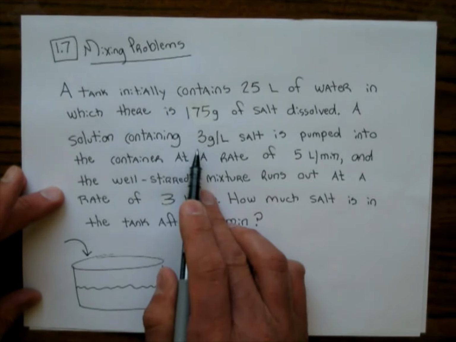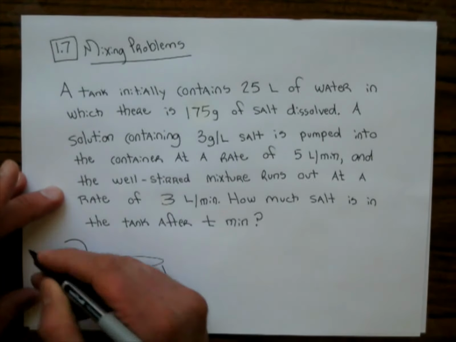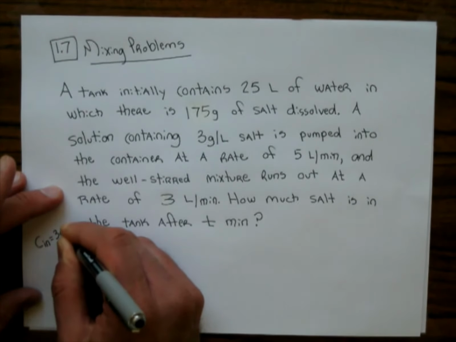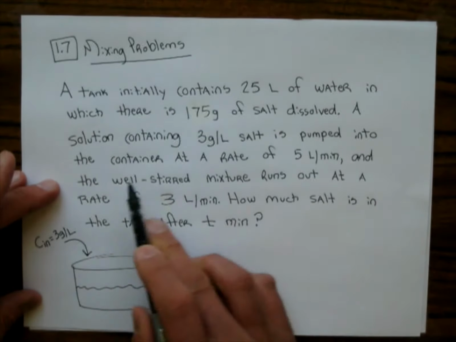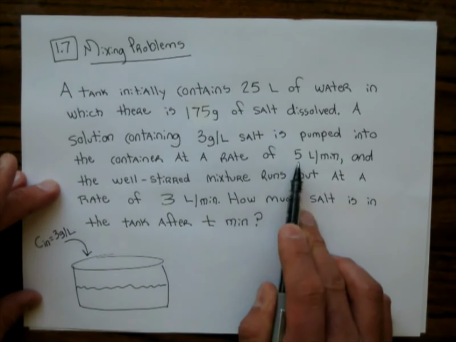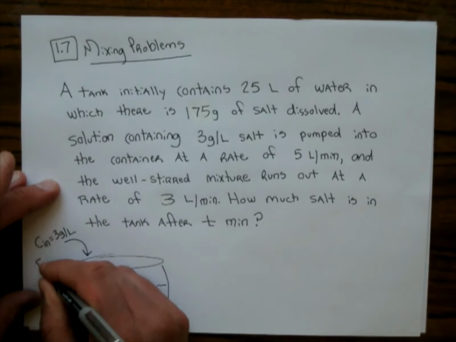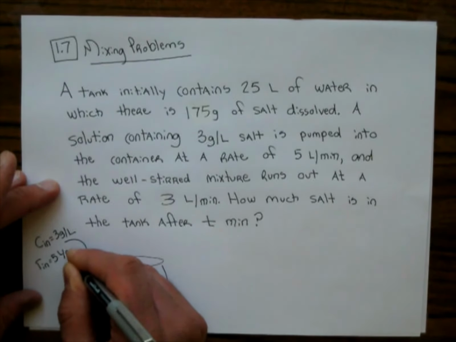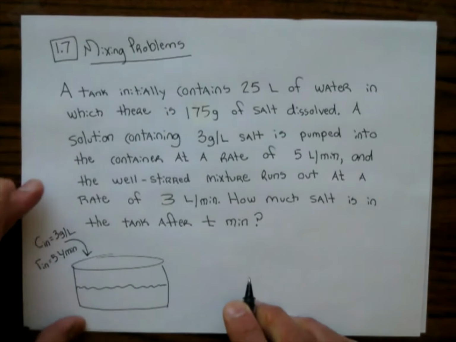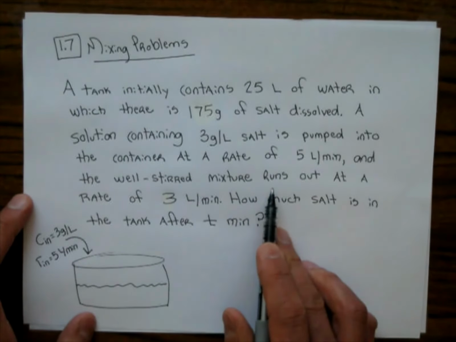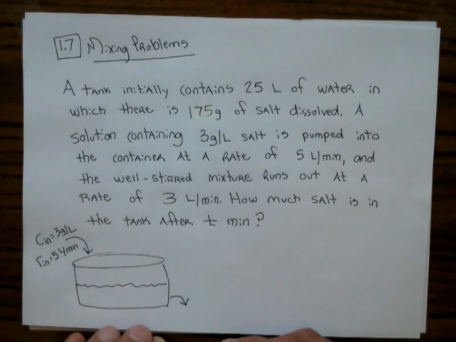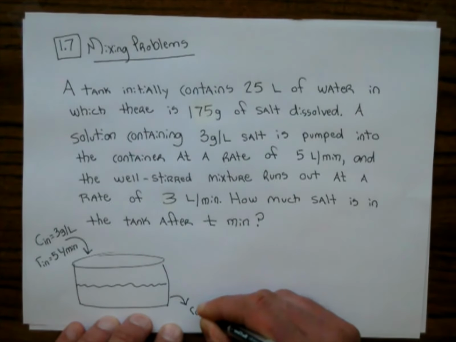A solution containing 3 grams per liter, so that sounds like a concentration, is going in. It's being pumped into the container at a rate, 5 liters per minute. So R in is 5 liters per minute. And the well-stirred mixture runs out at a rate, so there's like a pipe coming out here, of 3 liters per minute.